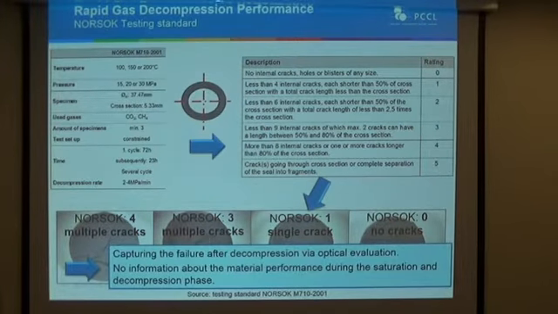However, we did not know what happened with the material. We only see the fracture after we have put the material in the autoclave, and we have no idea what's happening during pressurization and during depressurization.